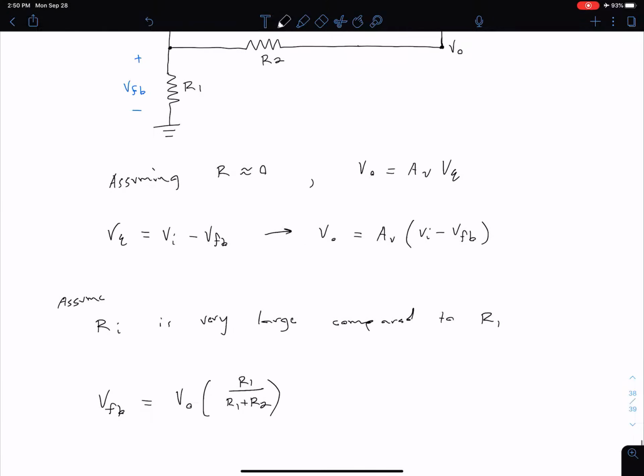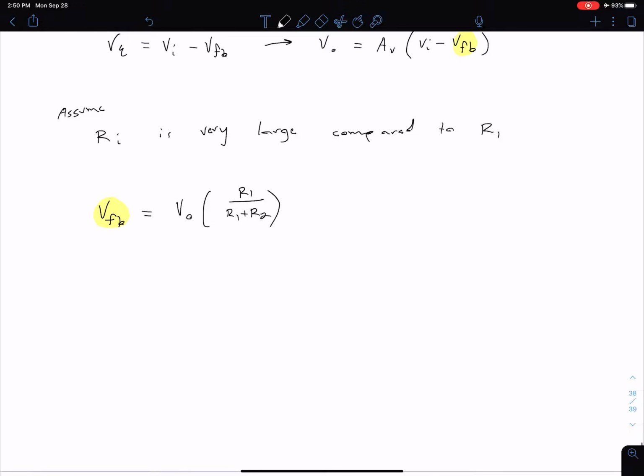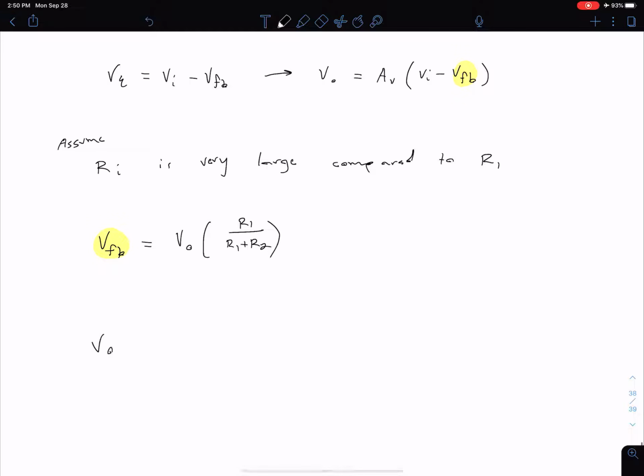So what we want to do now is take this equation for VFB and substitute it in here. If we do that, we'll get our output voltage is equal to the open loop gain times VI minus V out times R1 divided by R1 plus R2.